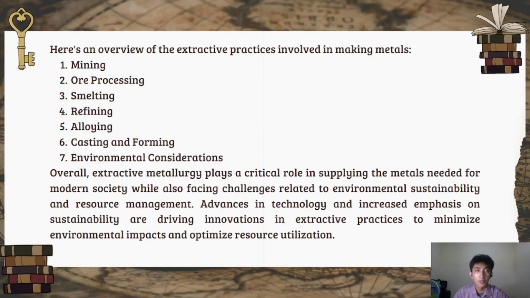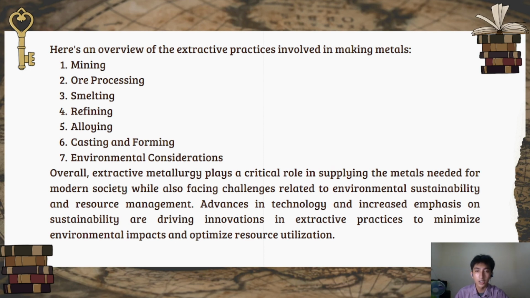Here's an overview of the extractive practices involved in making metals. The first is mining, second is processing, next smelting, next refining, next alloying, next casting and forming, and finally environmental consideration. Overall, extractive metallurgy plays a critical role in supplying the metals needed for modern society, while also facing challenges related to environmental sustainability and resource management.